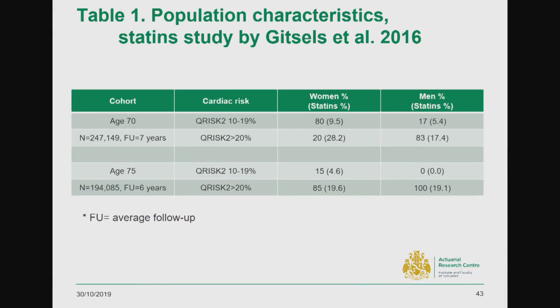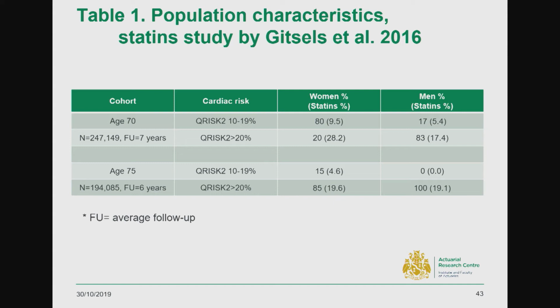First of all, just a little bit of description for our 2016 data. So here at age 70, we had almost 250,000 people followed up on average for 7 years, but some people were followed up for much longer, say up to 20-something years. And at age 75, we had 194,000 people. Once more, average follow-up was 6 years.